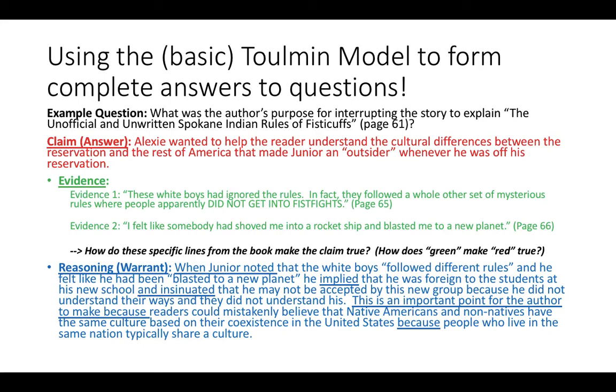So you can see that what I've written in blue explains how the green makes the red true. And that's what I'm looking for you to do. You can maybe note that phrases like when Junior noted, implied, insinuated, this is important because, and because, those are all interpretive, and words like implied and insinuated are expressly linked to the evidence, where I say when Junior noted, and you see some of the quotes show up in the reasoning. And when I use words like because, I am explaining the relationship between these pieces of evidence and this claim.